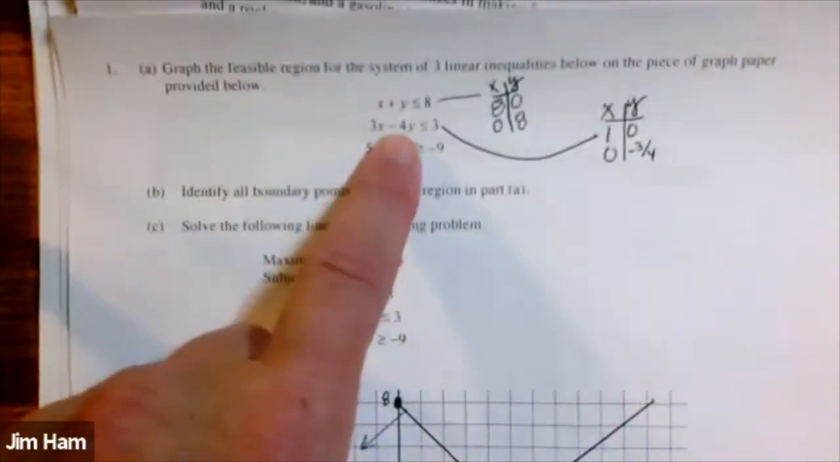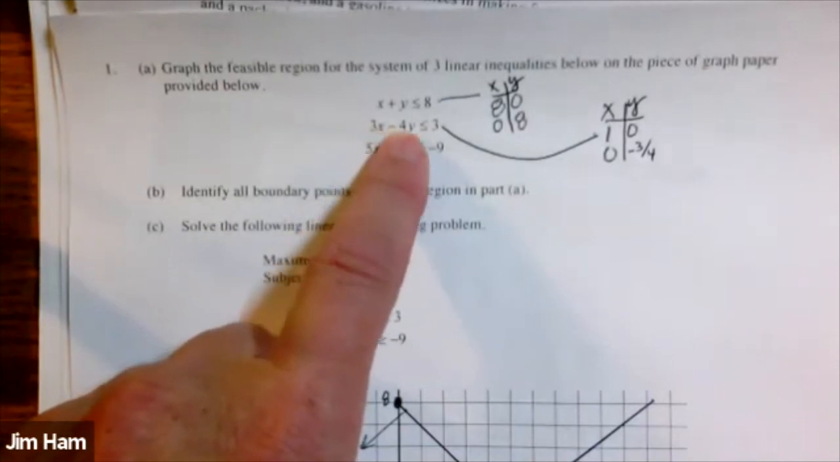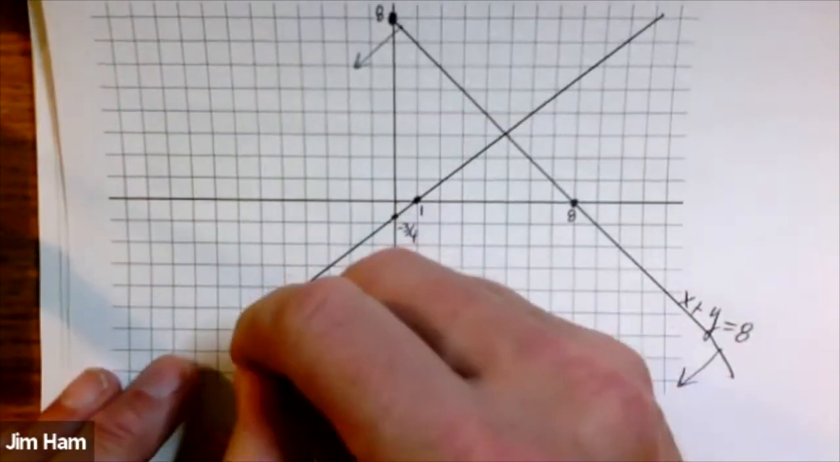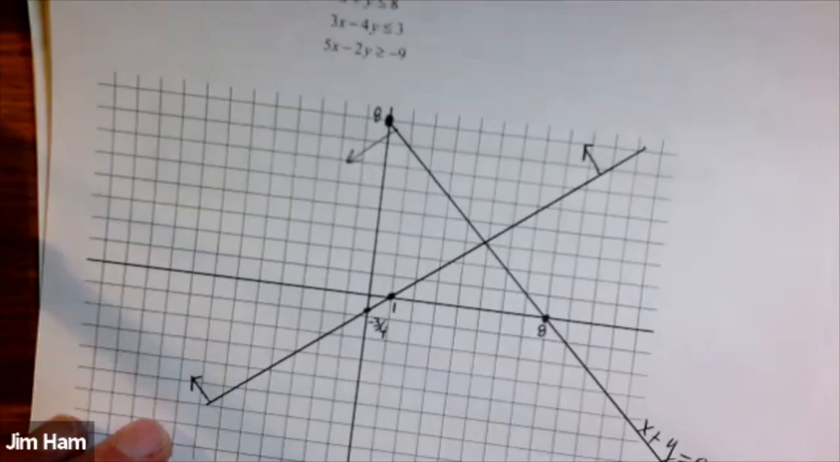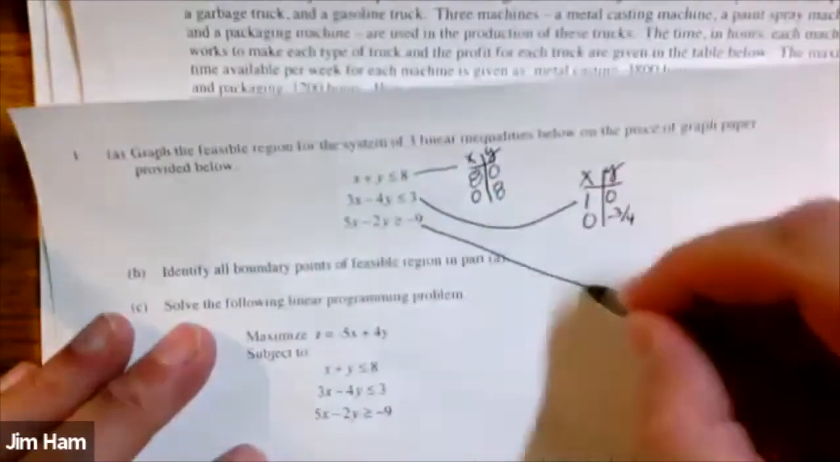Again, I'll check 0, 0 up here. And if you have 0 plus or minus 0, you're going to get 0. So 0 less than 3 is a true statement. So once again, I want to shade the 0, 0. So that means I'm going to shade above this line here. So now the region in question is all of this. All right, the final one, this one here.